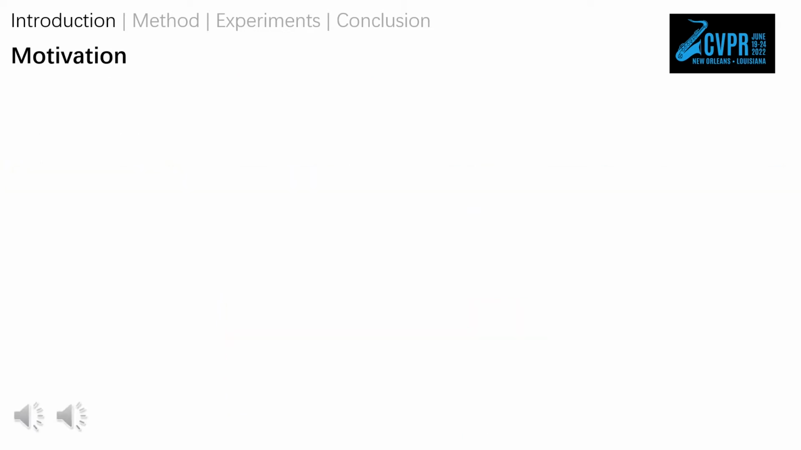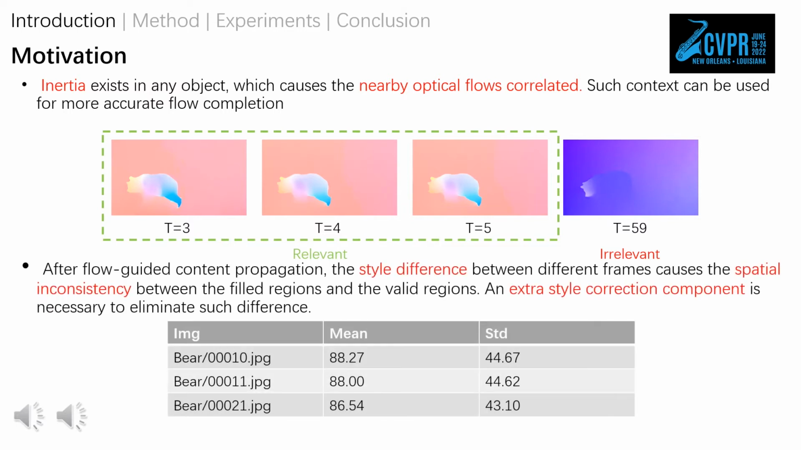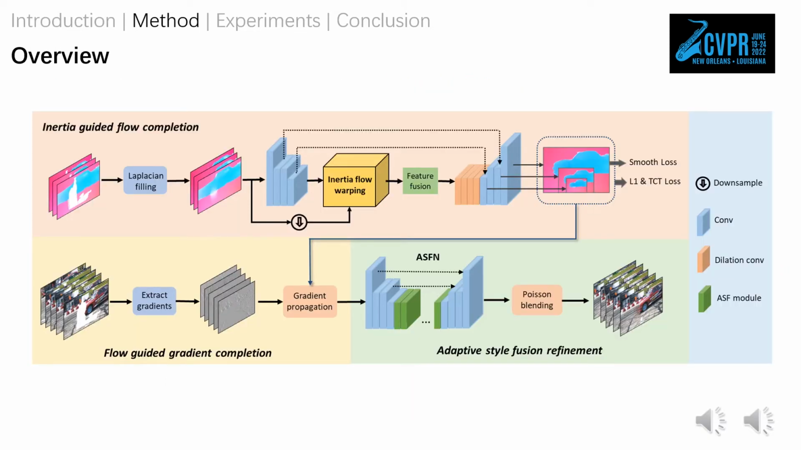Here is our motivation. Since inertia exists in any object, the nearby optical flows are more correlated than the distant flows. Therefore, we exploit and aggregate the complementary regions from nearby optical flows explicitly for more accurate flow completion. Moreover, we observe style difference exists across different video frames. If we borrow the content from other frames directly, such style difference causes suboptimal video inpainting quality. Therefore, we propose a two-stage network.